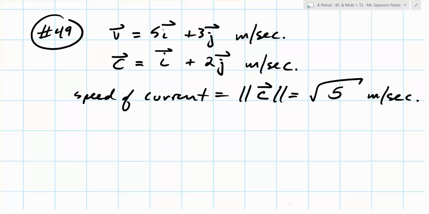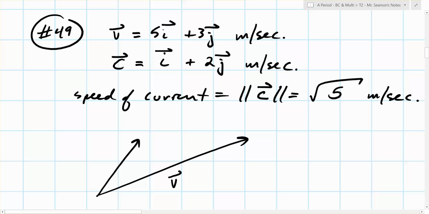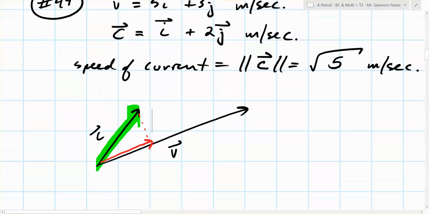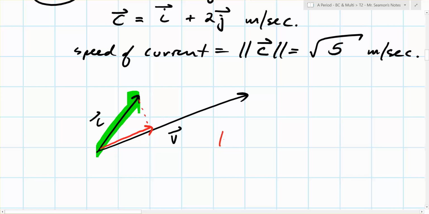It's that same thing we drew yesterday. Here is the canoe's motion, which you can think of as the velocity, and this right here is the current. What are we trying to find? If this is the current in green, we want the component that's going in the direction of V. But it says what is the speed of the current, so it's asking just for the magnitude, not the direction. So what are we going to call this? C parallel?